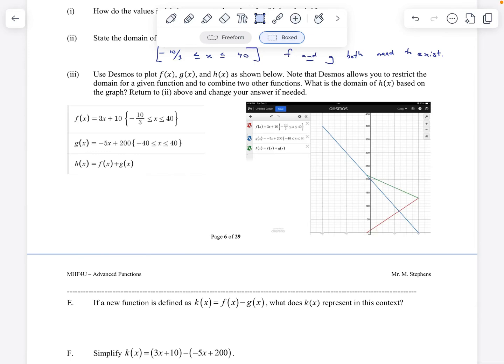So there's the graph: the blue one is G, the red one is F, and H is the sum. Notice that H only exists for X values where both exist. So it stops here because they both stop, and it stops here because the red one stops. And you can't add something that doesn't exist to something that does exist. You don't get a value.